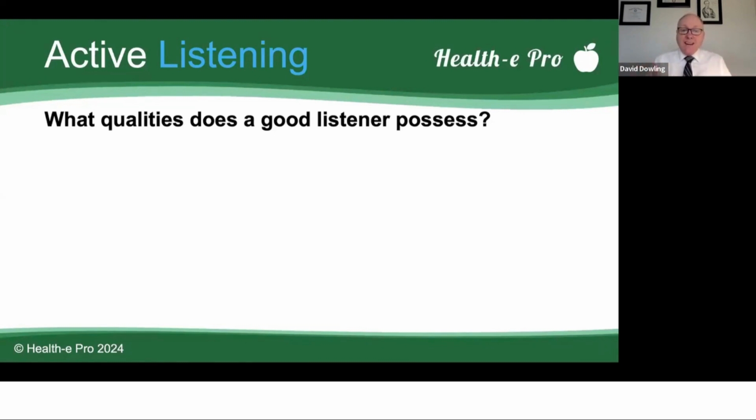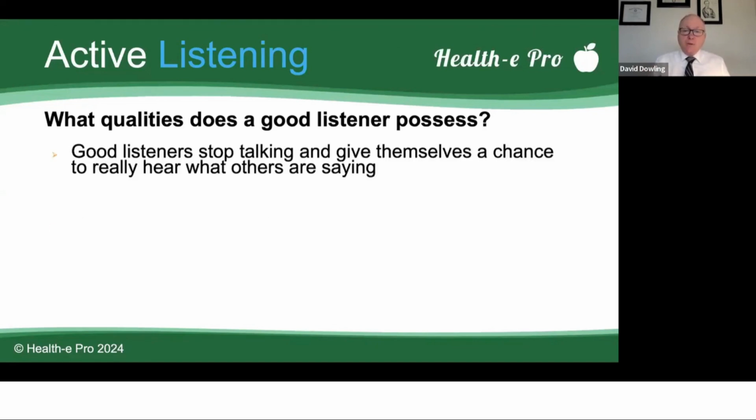And I'm going to go through a list of some things that I think makes a difference for somebody to be a good listener. So good listeners stop talking and give themselves a chance to really hear what others are saying. All right, so what do we mean here? Well, a good listener, what do we essentially do? We shut up.